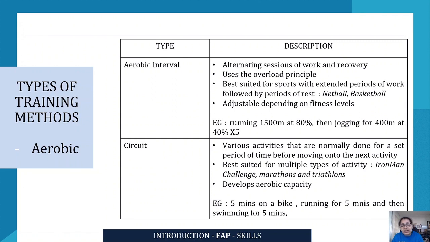Now circuit type of training includes various activities that are normally done for a set period of time before you move on to the next. As the name suggests, like a circuit, there's a bit of range and variety in this one, and it is suitable for multiple types of activities like Ironman challenges, marathons and triathlons, events or competitions in which you're doing multiple activities, and there's that constant adjustment as well. So for example, you could be 5 minutes on a bike, then 5 minutes running, and then swimming for 5 minutes. And this is where we are developing our aerobic capacity. That is sort of the key here.